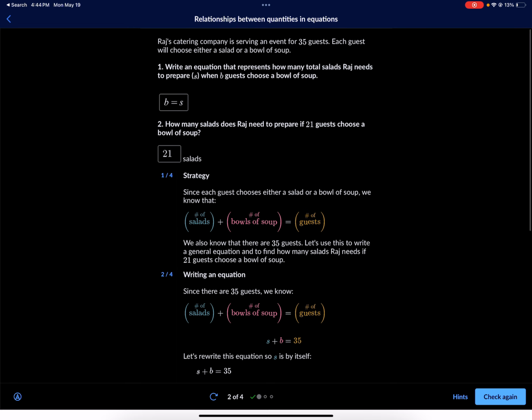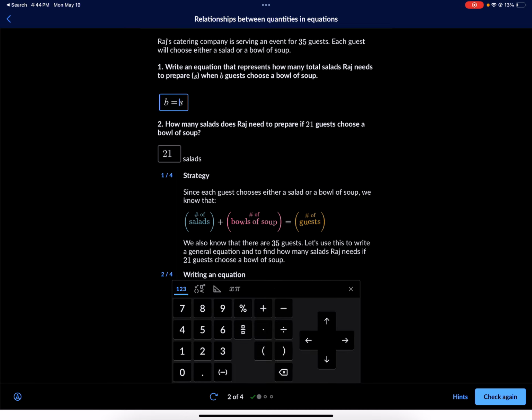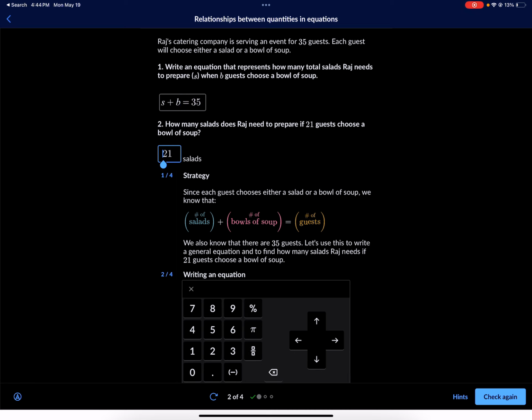Oh, okay. So we're combining salads and soups. So what this means is that we're going to add S and B. So we have S plus B is equal to 35. So when 21 pick bowls of soup, we want to subtract 21 on each side. So here it would be 14.